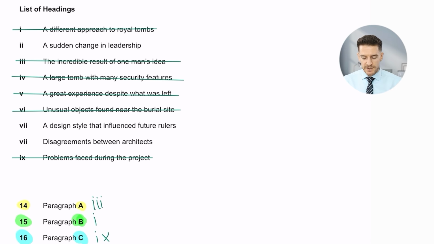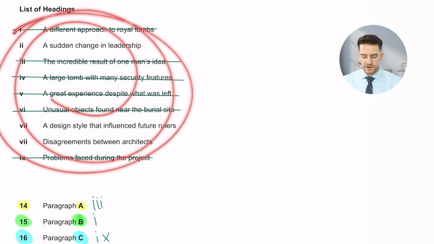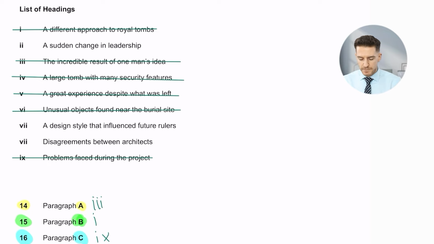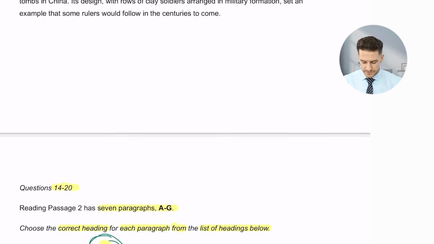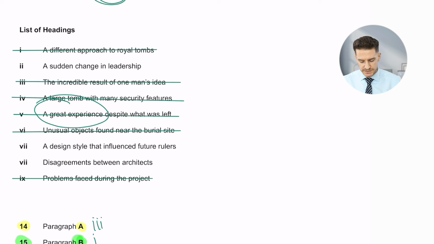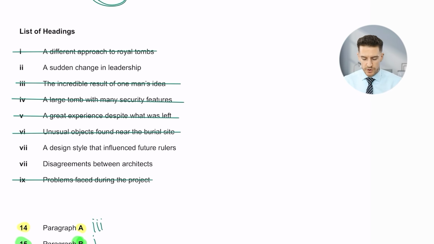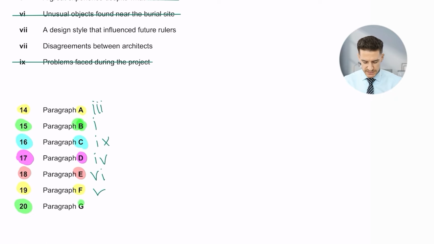And another thing to mention is that when you look at all of these headings here, a lot of different times, sometimes you will remember them. And because you remember them, you might actually know what the answer is when you're looking at the paragraph. So when I was looking at this paragraph and I saw this amaze the archaeologists, I actually thought about this one here, a great experience despite what was left. And that's one reason why you should go through every heading every time you're looking at a question, because it's going to put those headings into your head and you might actually know the answer while you're looking at the paragraph. Now we've got one more left, which is question number 20, paragraph G.